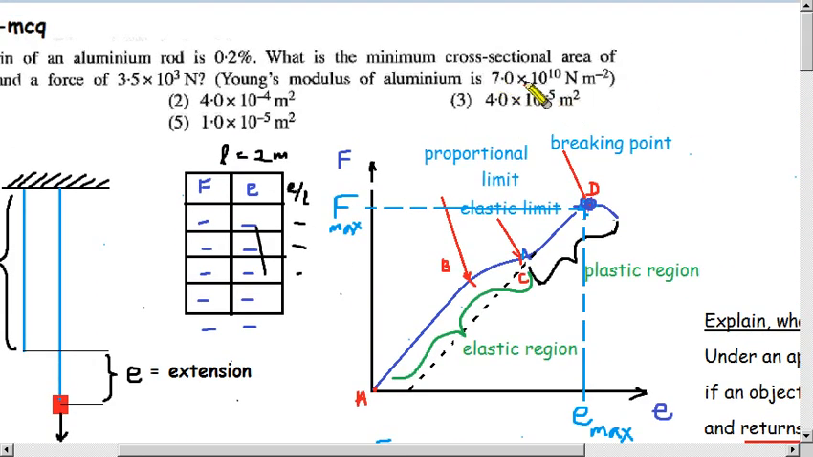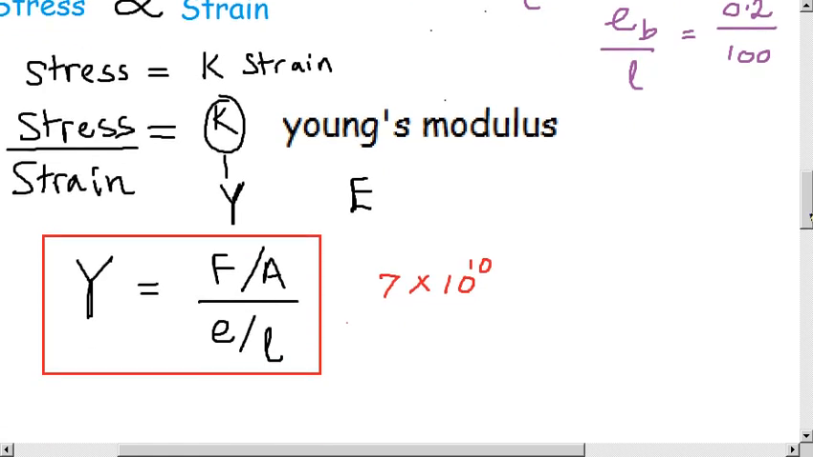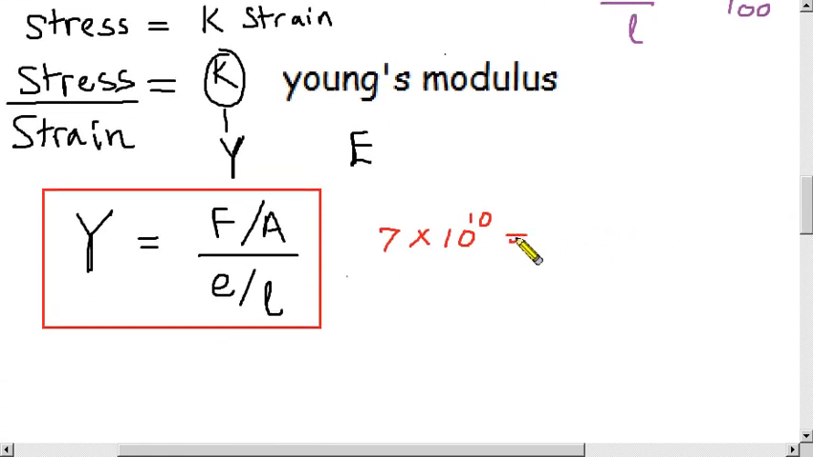Yes, 7 times 10 power 10, 3.5 times 10 power 3, the force. The area we don't know. Let us write area. We can take this area down to the denominator. So let us write it here.